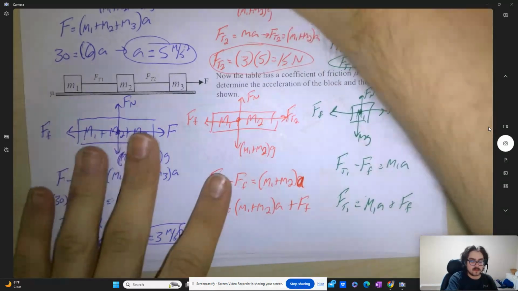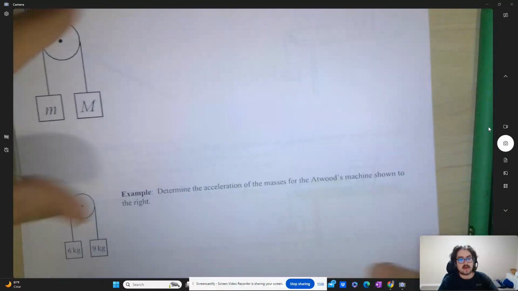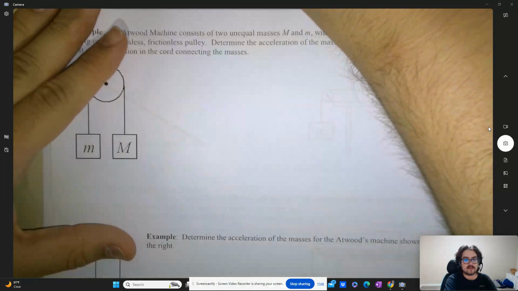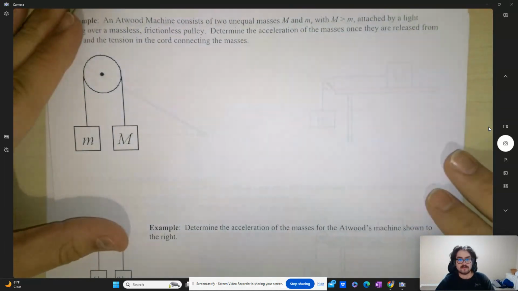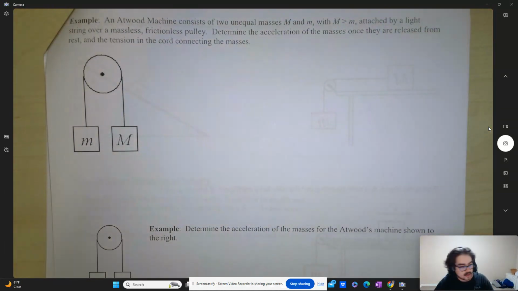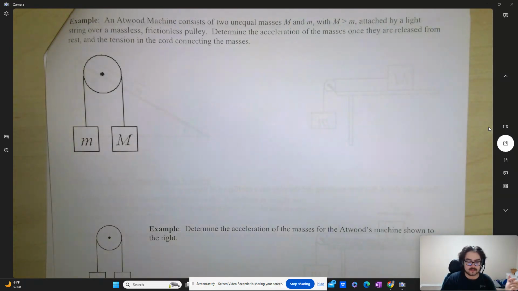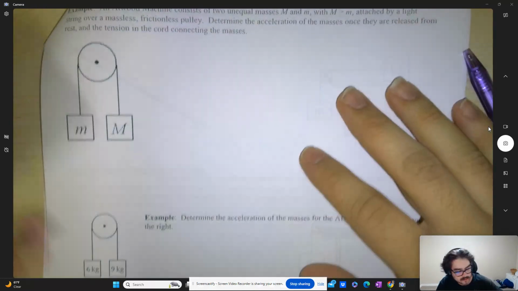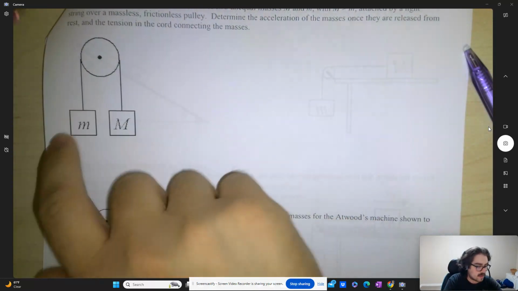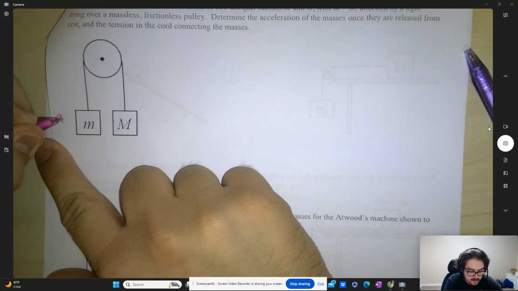Okay. Atwood machines. You remember pulleys, right? Here's a generic pulley system. Now it's important to remember that if you let this system go, the heavier mass is going to accelerate downwards. Okay, so that's this one to the right. And so the lighter mass is going to accelerate upwards.